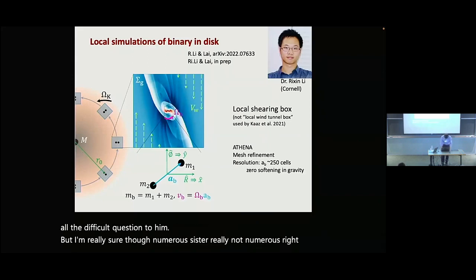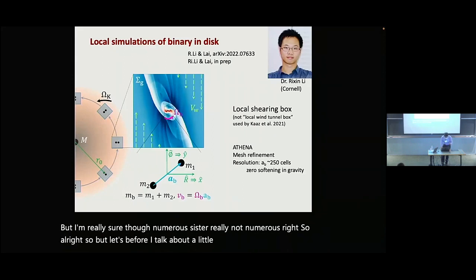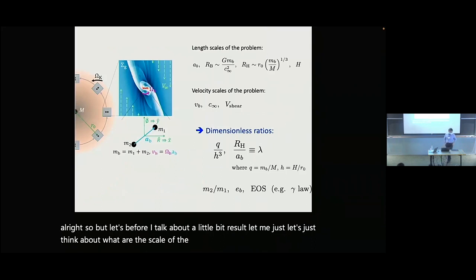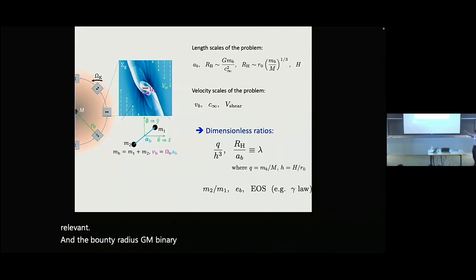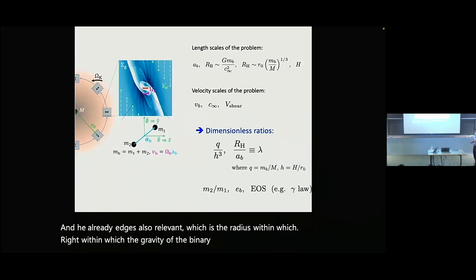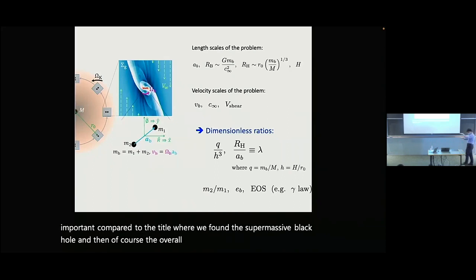So, before I talk about the result, let's just think about the scales of the problem, the length scale and the velocity scale. You can think about the orbital separation of the binary, a_B, which is relevant. And the Bondi radius, GM_binary divided by the sound speed of the background gas, is relevant. And the Hill radius, R_H, is also relevant, which is the radius within which the gravity of the binary becomes more important compared to the tidal gravity from the supermassive black hole. And then of course, the overall scale height of the AGN disk is also relevant. So these are the relevant length scales of the problem.